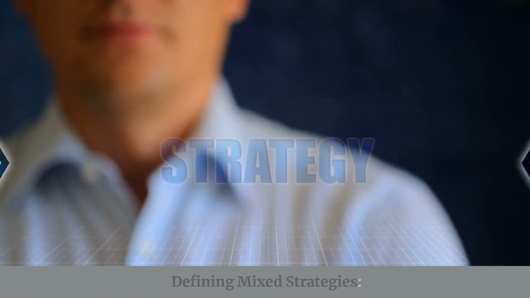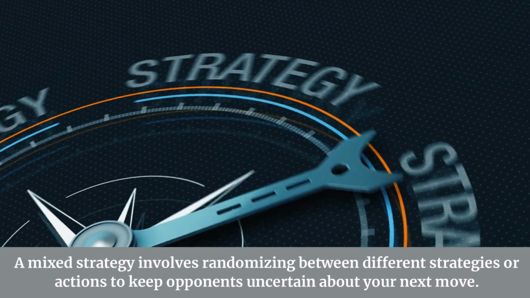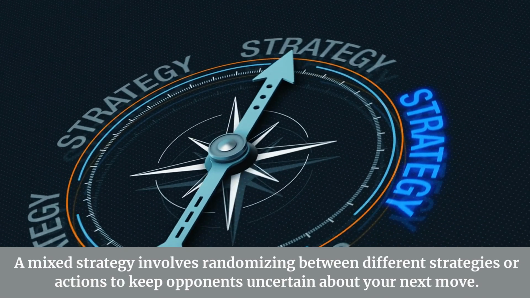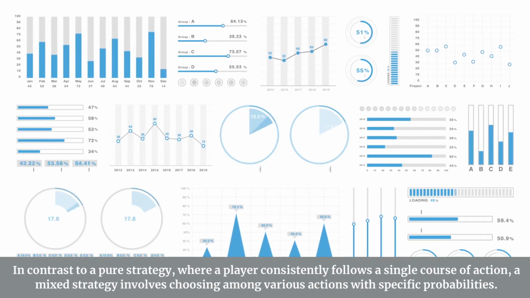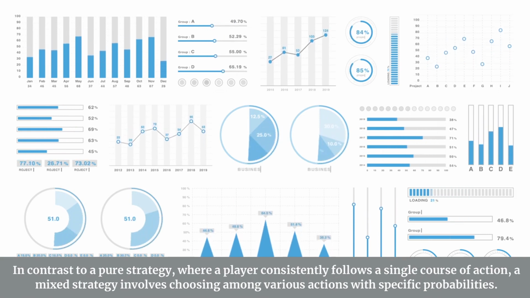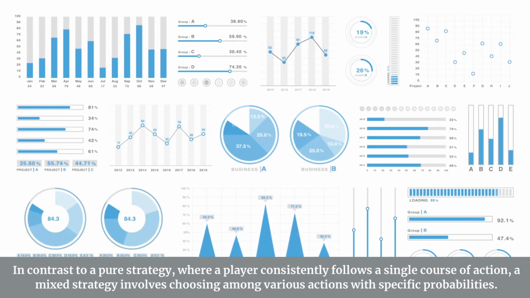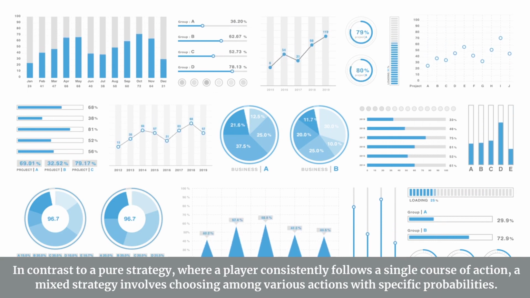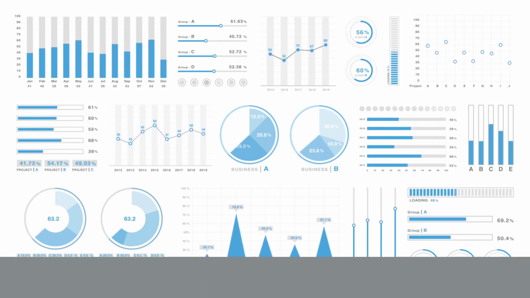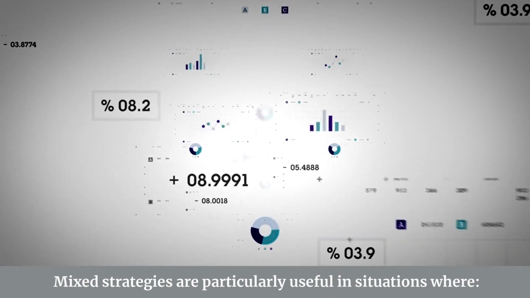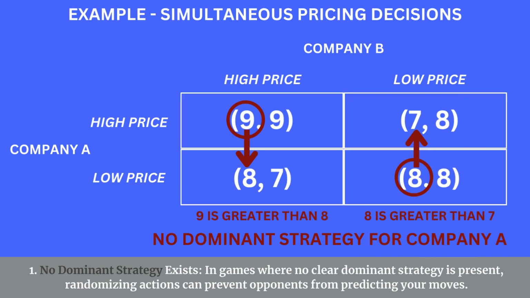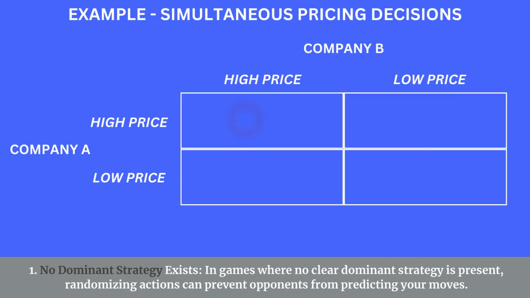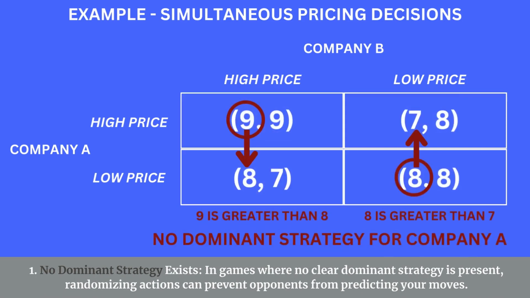Defining mixed strategies. A mixed strategy involves randomizing between different strategies or actions to keep opponents uncertain about your next move. In contrast to a pure strategy, where a player consistently follows a single course of action, a mixed strategy involves choosing among various actions with specific probabilities. Mixed strategies are particularly useful in situations where: 1. No dominant strategy exists. In games where no clear dominant strategy is present, randomizing actions can prevent opponents from predicting your moves.